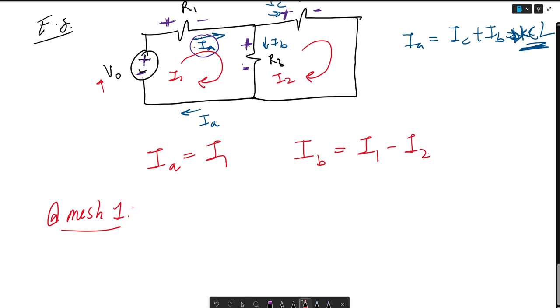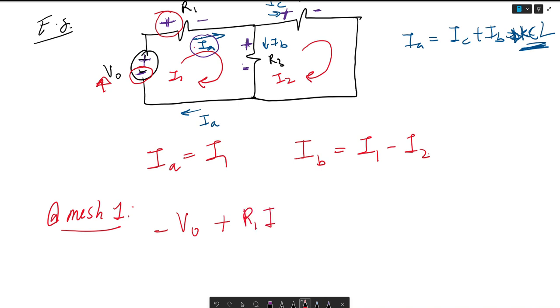Now, to go back to my equations, since I1 is entering at the negative terminal, I'm going to put a minus V0. And since it's entering at a plus here, I'm going to put a plus R1 I1. And then since it's entering at a plus here, I'm going to put a plus R3 times I1 minus I2 is equal to 0.